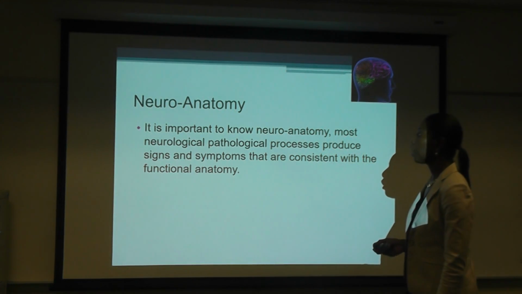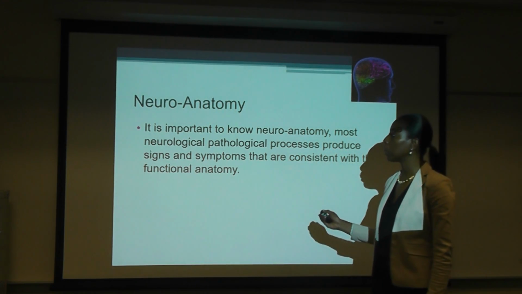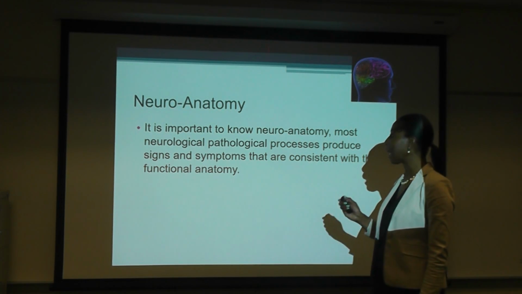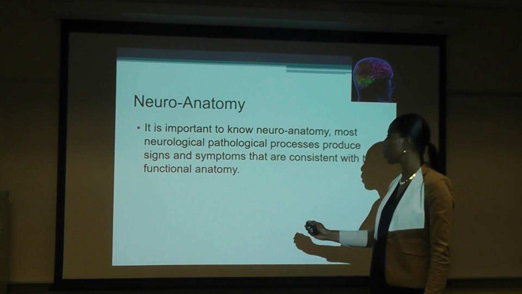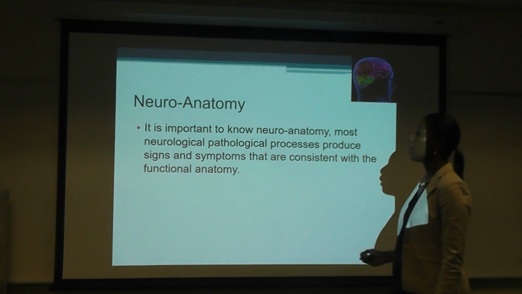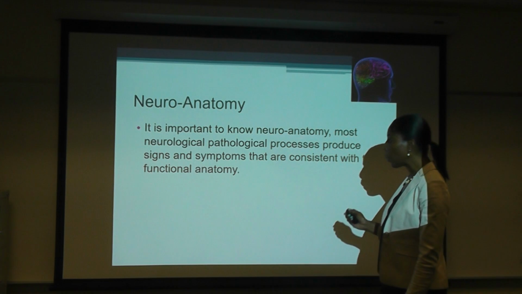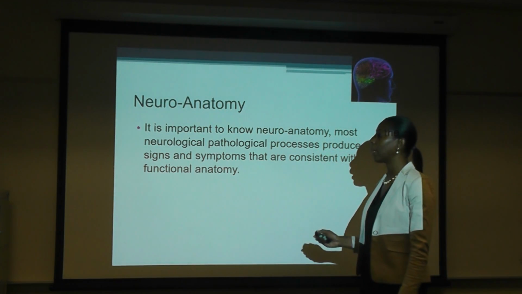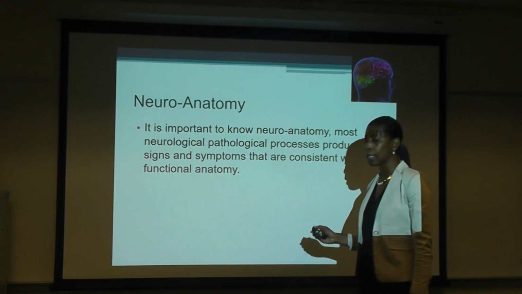Again, here we kind of summed it up a little bit. It says it's important to know neuroanatomy. Most of the neurological pathological processes produce signs and symptoms that are consistent with the functional anatomy. Again, knowing the functional anatomy, you can basically depict different signs and symptoms.